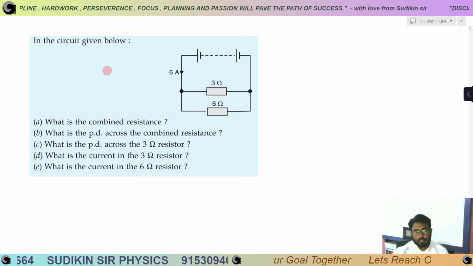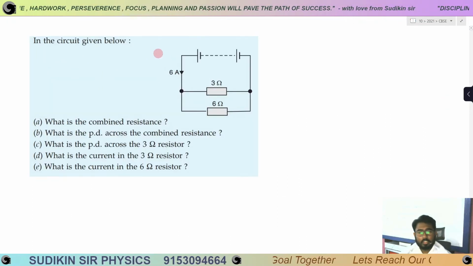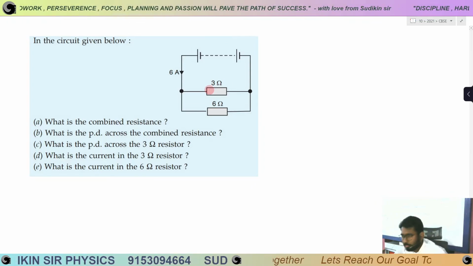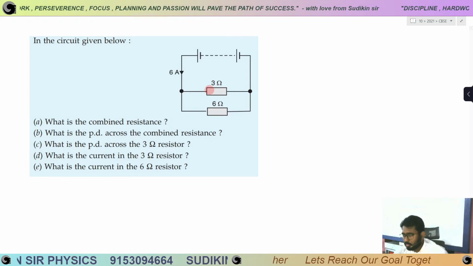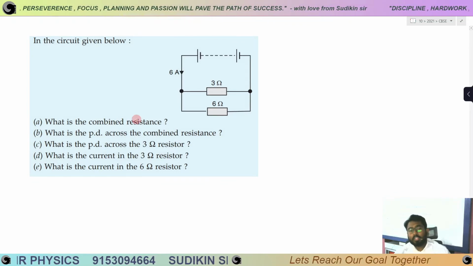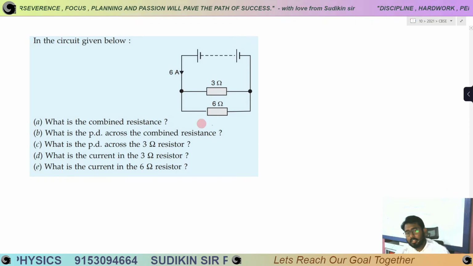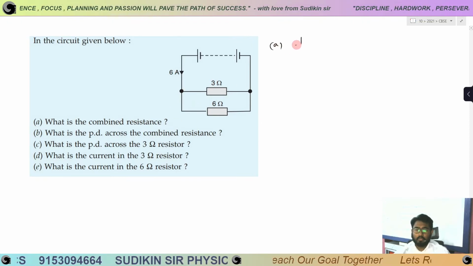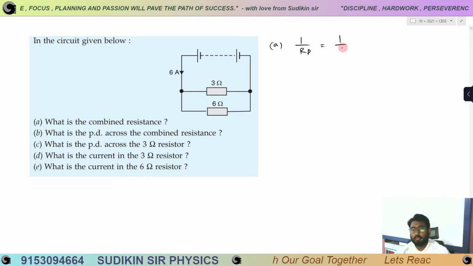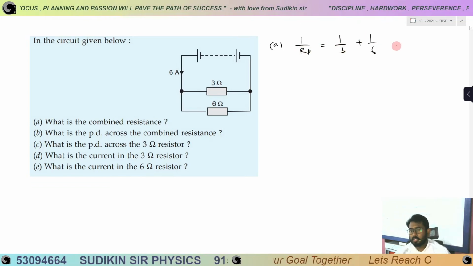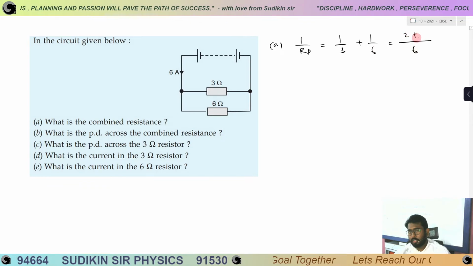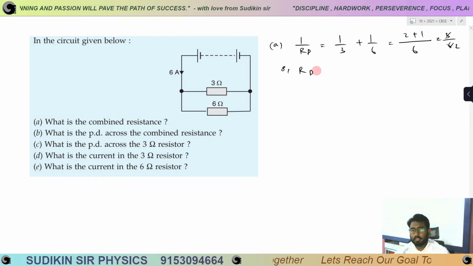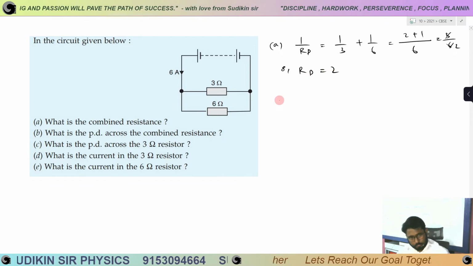Let us see this one. Now they are saying that in the circuit given below, we have been given two resistances. One is the 3 ohm resistance, another one is the 6 ohm resistance. Now, what is the combined resistance? Tell me, are they in series or parallel? Parallel. So how do we find the combined resistance? 1 by R parallel will be 1 by 3 plus 1 by 6. So that will be 2 plus 1, or 3 by 6, or R parallel will be simply 2, right?